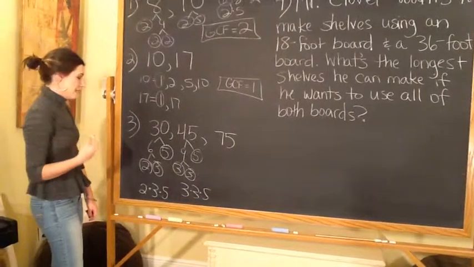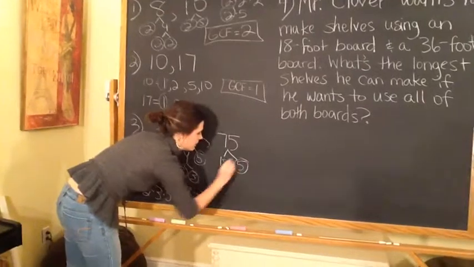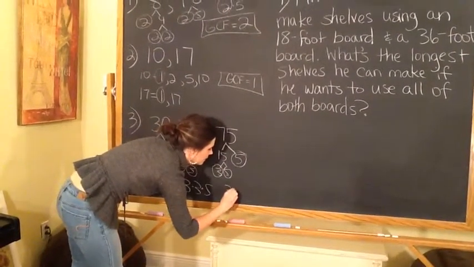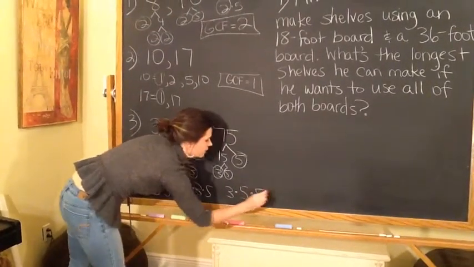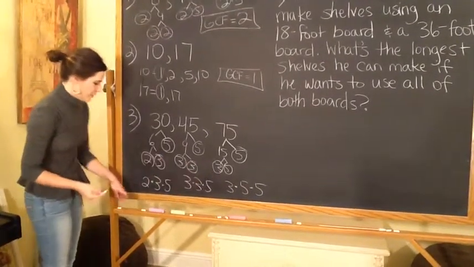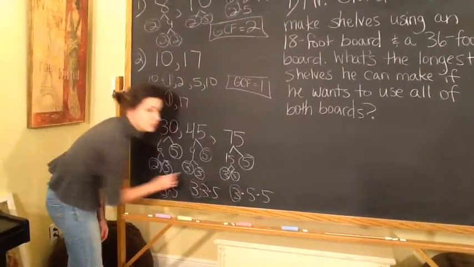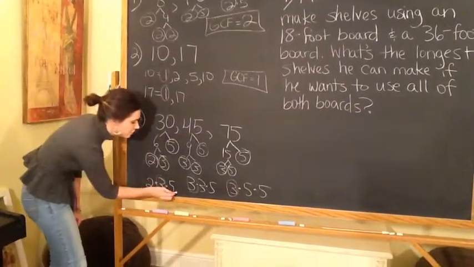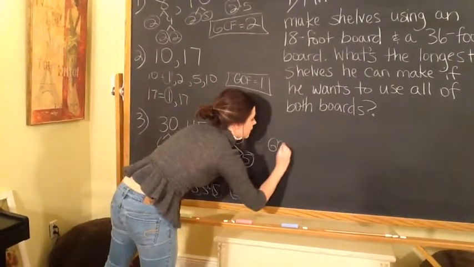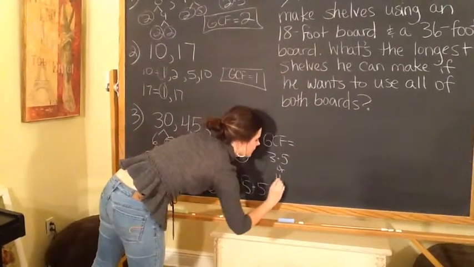And now let's go ahead and break down 75. When you break down 75, it's 15 times 5. 5 is prime. And you have 3 times 5. And so you have 3 times 5 times 5. So now let's go ahead and see what numbers they all have in common. So let's see, we don't have a 2 in the other one. We have a 3 here, a 3 here, and a 3 here. So they share 3. And they also share a 5. So that means our GCF is 3 times 5, or you can write it as 15.